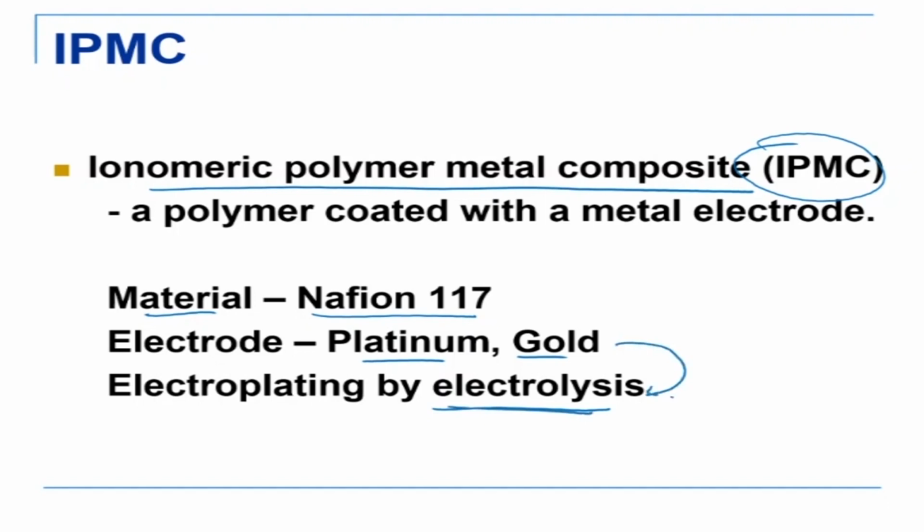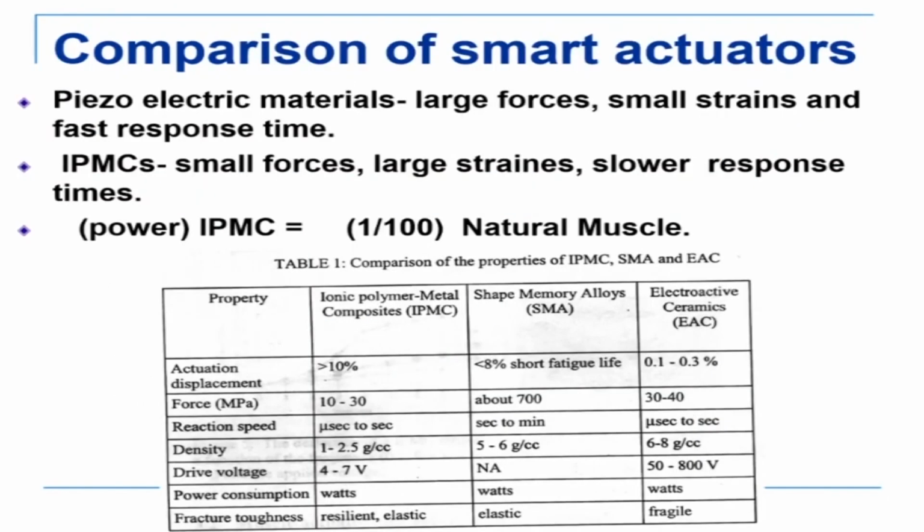The electrodes are made by electrolysis. Now, the working mechanism, let's not worry too much about that. What is important is that when we are talking about normal applications, we use brushless DC motors for actuation. That is industrial applications, industrial automation, where this is used.